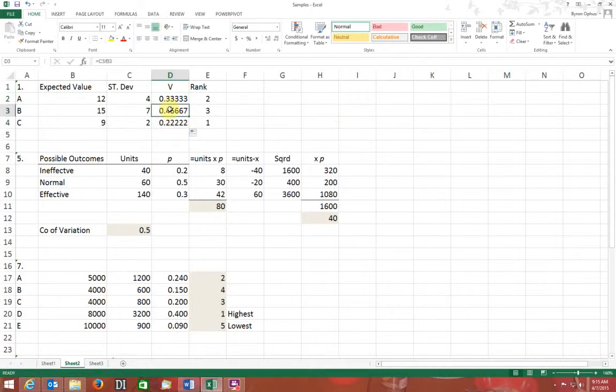The higher the coefficient of variation, the greater the risk, at least that's what we assign it here. And so it wanted us to rank them, right? Now, which will I select? If I'm risk averse, I'm going to look at this project down here, right? Because it's got the lowest coefficient of variation, and so I would accept this one as being my lowest risk.